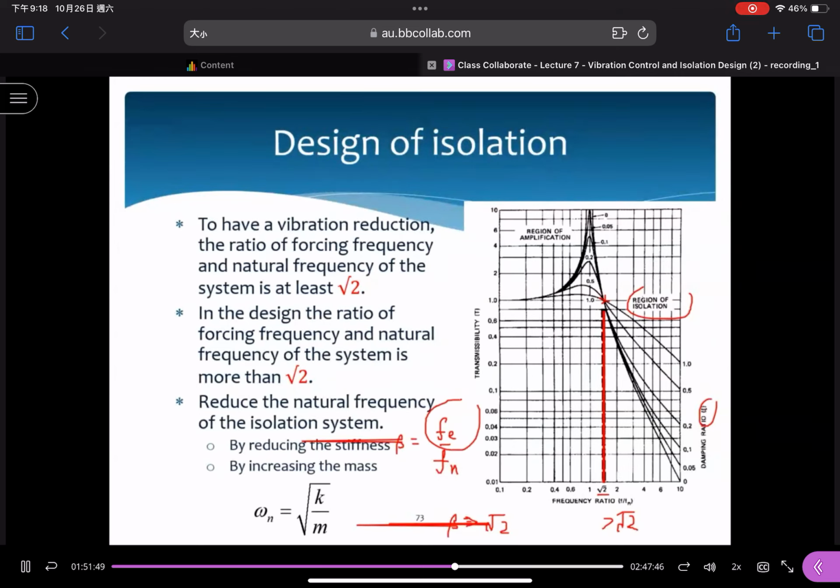Okay, in terms of the external frequency, no matter if this is the rotational frequency or what else, we cannot control it. It depends on the system. We can control the natural frequency. If we have a machine, the mass, we cannot change the value of mass.